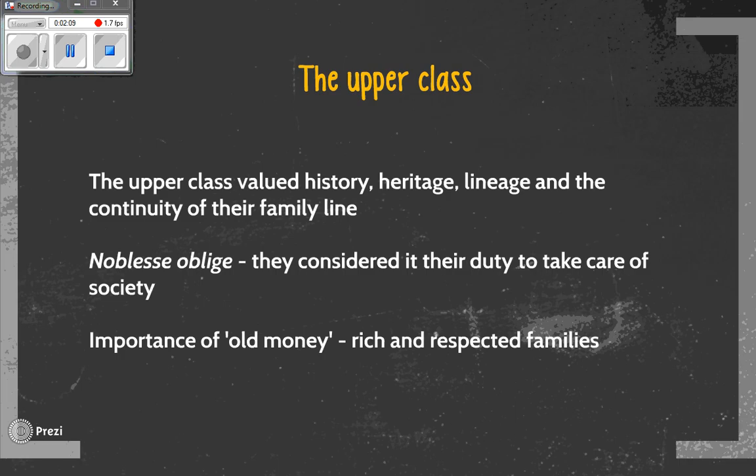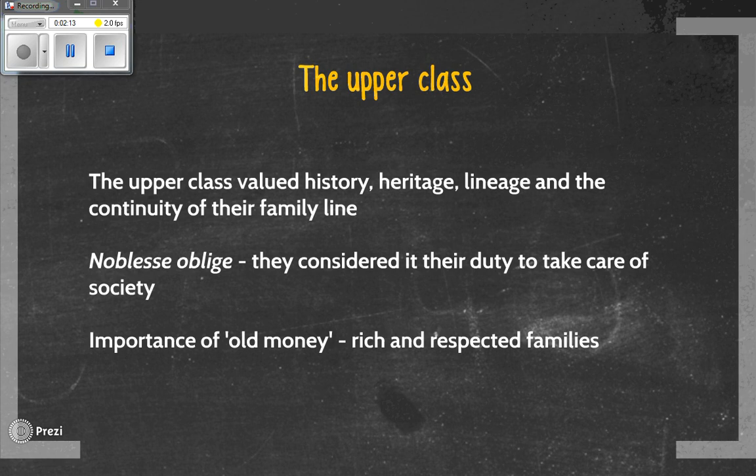The upper class valued history, heritage, lineage, and the continuity of their family line. They had a paternalistic view of society, seeing themselves as the father in the family of society. Noblesse oblige was their belief that it was the elite's duty to take care of society. Members of the upper class were well educated, came from a rich and respected family, or old money, and believed that having good manners mattered more than anything else.